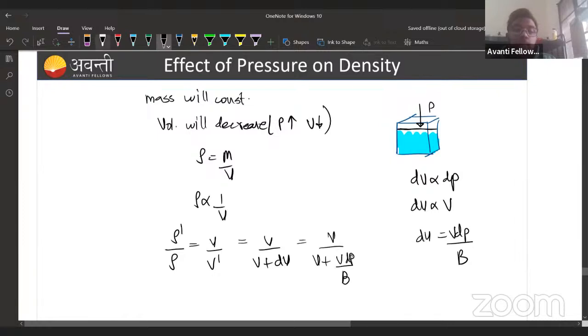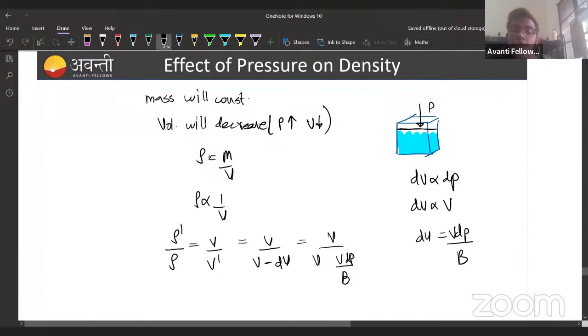Now, will we consider here plus or minus? Tell me, the volume is changing and volume is decreasing, right? So original volume minus change in volume. So we just have to take minus here. Just write it down, minus.